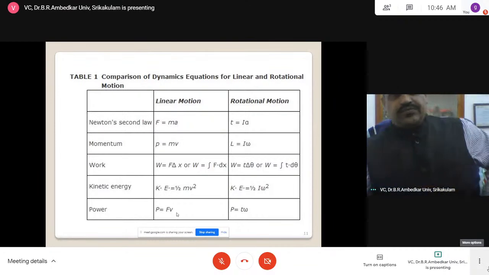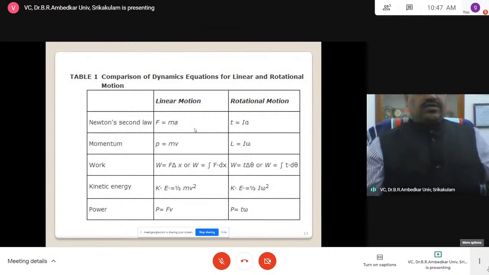Now compare a linear motion and a rotational motion. Comparison of dynamic equations for linear and rotational. Newton's second law, F is equal to ma, or m x double dot, or W by g into x double dot. For rotation, torque is equal to I into alpha, that is, mass moment of inertia into angular acceleration. And this is the momentum: P is equal to mv in linear, and I omega in rotational.